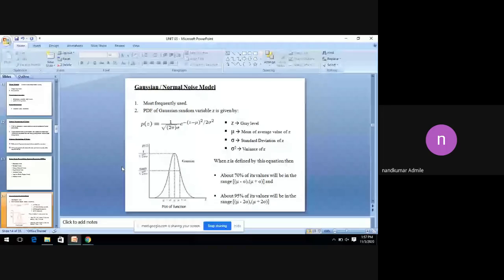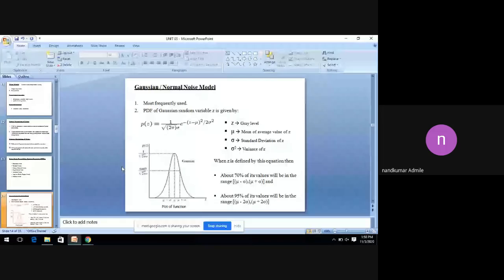The third part is estimation of the degradation function. In that we study three ways to estimate the degradation function, that is H of uv. And the last point is the filters. There are two types of filters: one is an inverse filter and another is a Wiener filter. So the fifth unit consists of these four important points. Here we complete unit number 5.